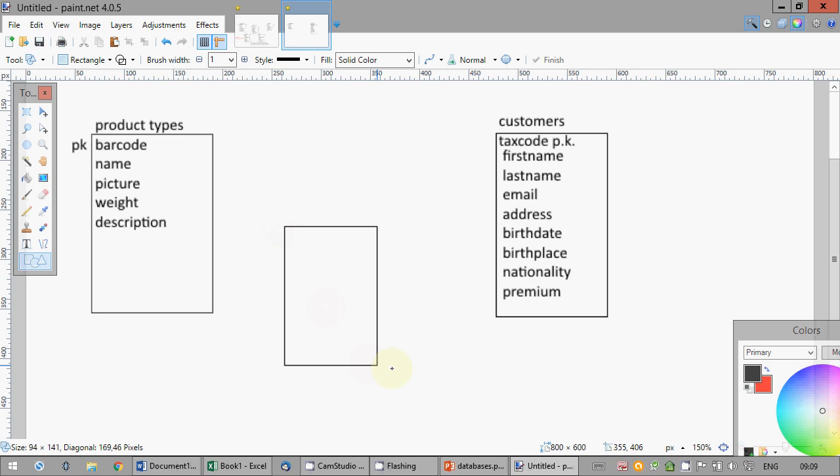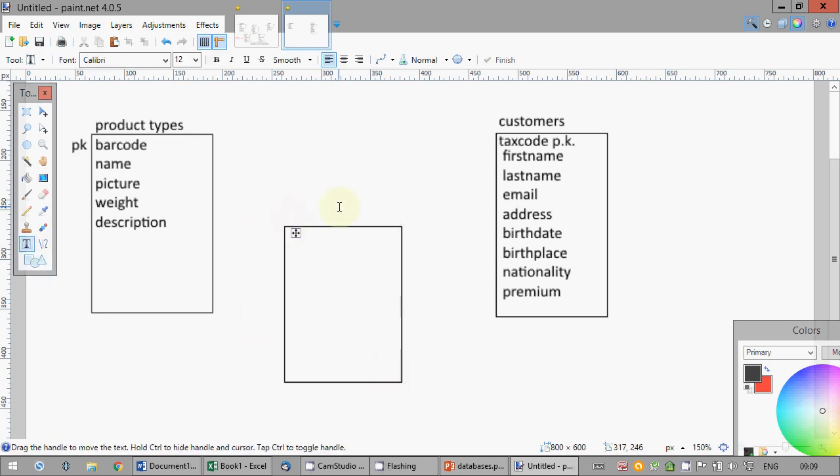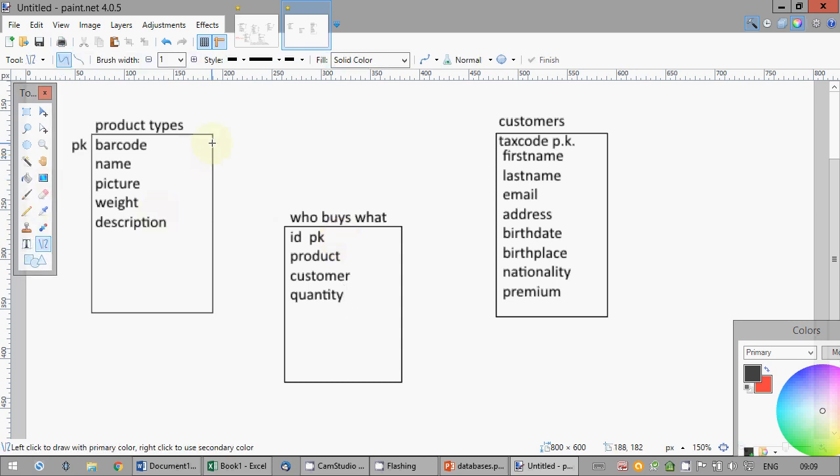Well, who orders what? Or who buys what? ID, which is the primary key. Product, customer, and quantity. How many relations?